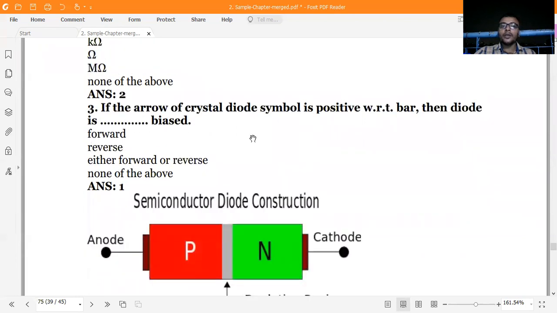Option 2. If the arrow of a crystal diode symbol is positive with respect to the bar, then the diode is dash biased.